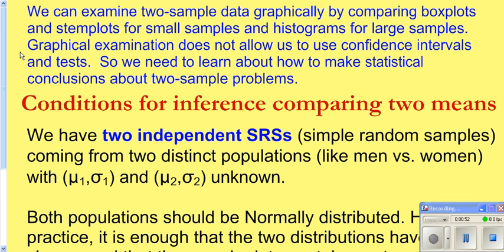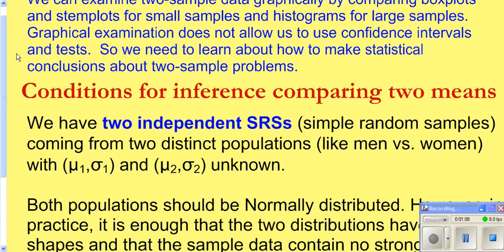Now, we could go ahead and take a look at the data graphically with box plots and stem plots and histograms. However, it would be nice to be able to do something with our test of significance and our confidence intervals, and that's really what we're going to focus on.